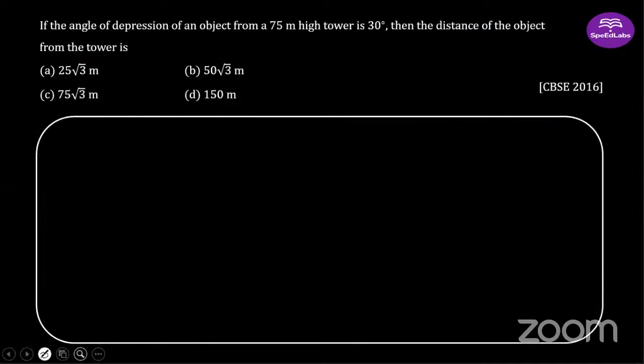Here we have our first question. If the angle of depression of an object from a 75-meter high tower is 30 degrees, then find the distance of the object from the tower. Many times in dealing with applications of trigonometry, we will be required to draw diagrams. This should be the first thing that we do: read out the question and then draw the diagrams.